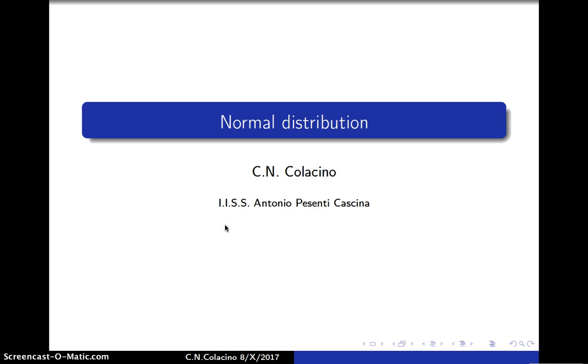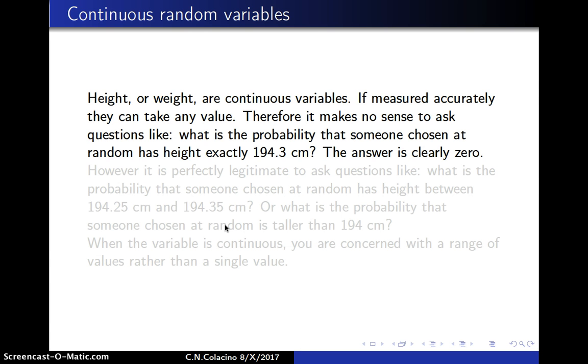Let us now talk about the normal distribution. Height or weight of human beings are continuous variables. I'm sure you can think about many other continuous variables. That means that if measured accurately enough, they can take any value. Therefore, it makes little sense to ask questions like, what is the probability that someone chosen at random has height exactly 194.3 centimeters? The mathematical answer is clearly 0.